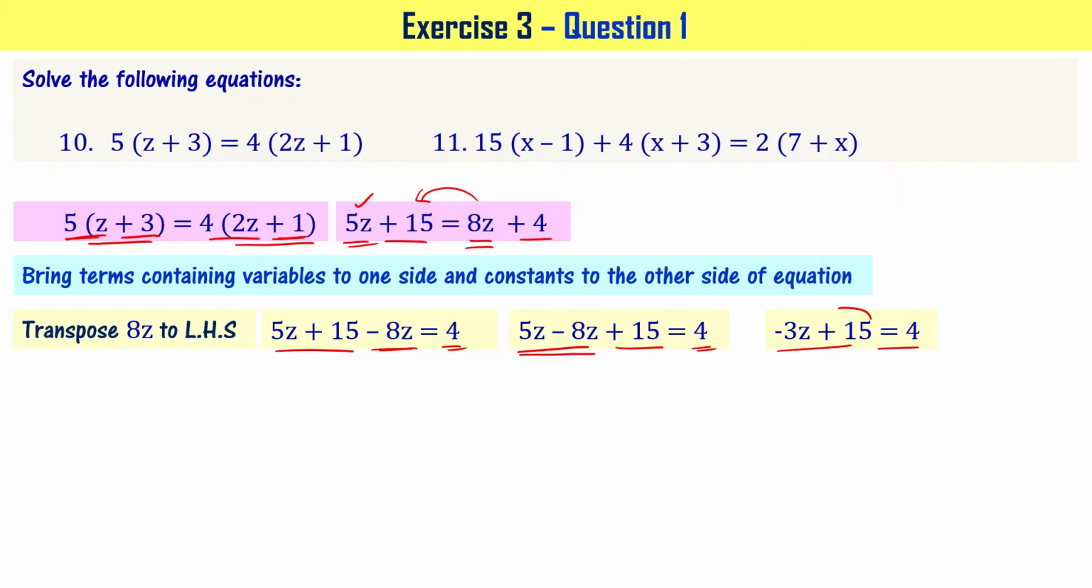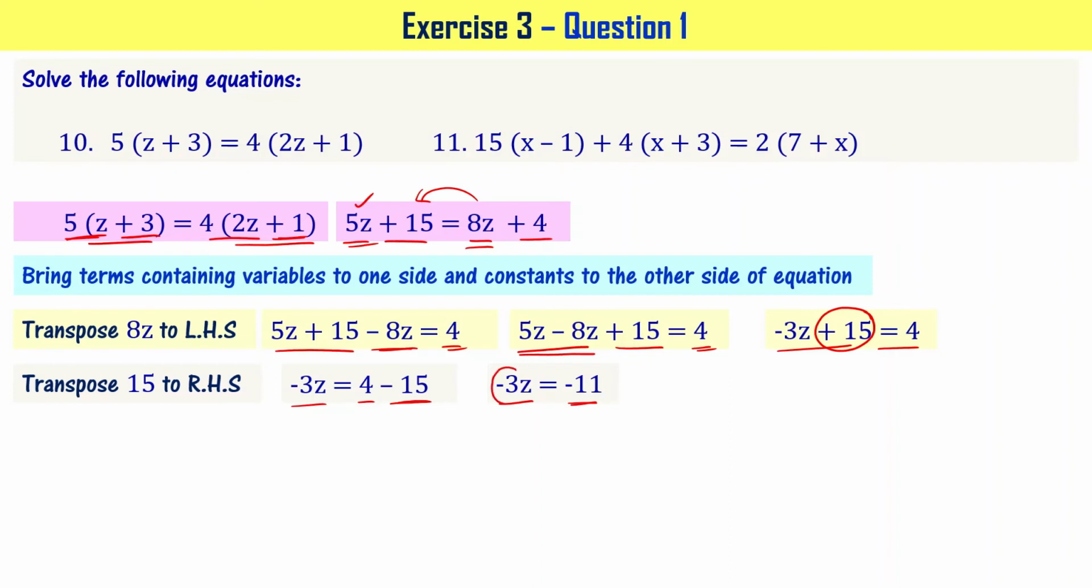Now I can transpose this plus 15 to the other side. When I do that, it becomes minus 15. So the equation now becomes minus 3z equal to 4 minus 15, right? So we know 4 minus 15 is minus 11, right? Minus 3z equal to minus 11 is the new equation you have.